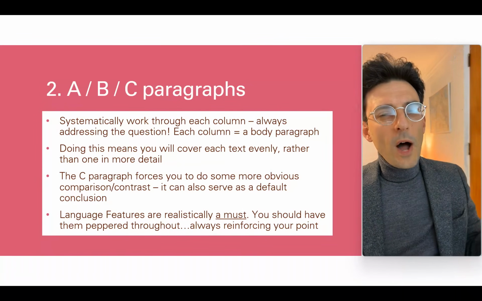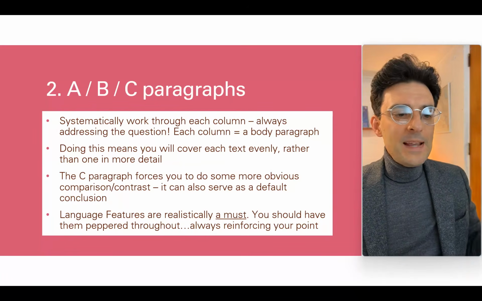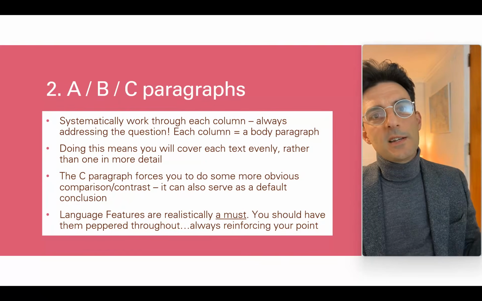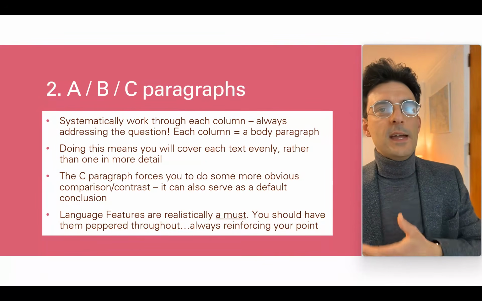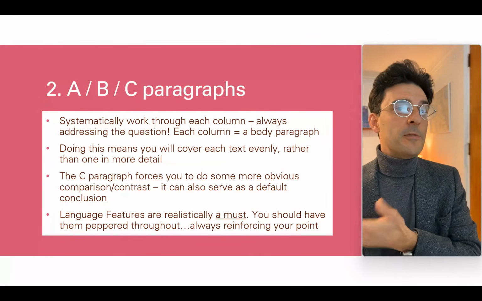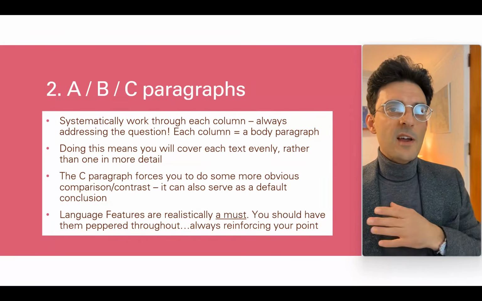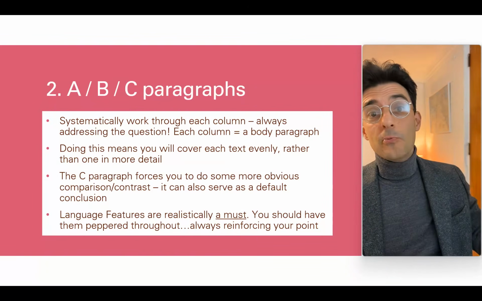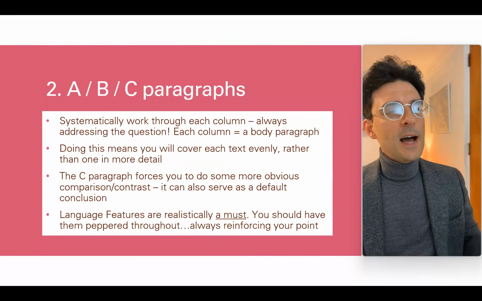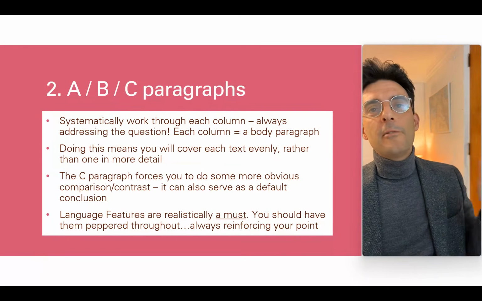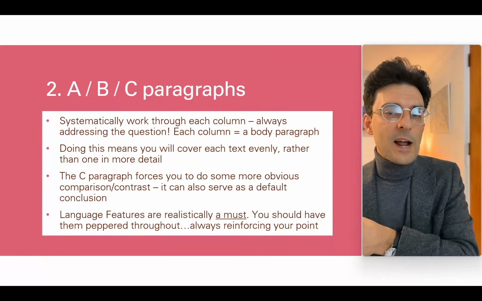Now, why would you do this? Well, it means that you're going to cover each text evenly because you're going to devote one paragraph to text A, one paragraph to text B, and then discuss both of them sort of 50-50 in your C paragraph. Now, worst case scenario, you run out of time and you don't write that C paragraph. I think this is actually totally fine. I think you're probably going to benefit from getting additional marks if you can write that C column.